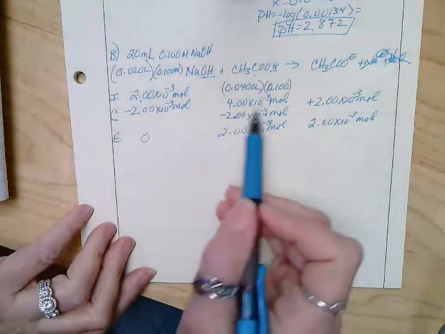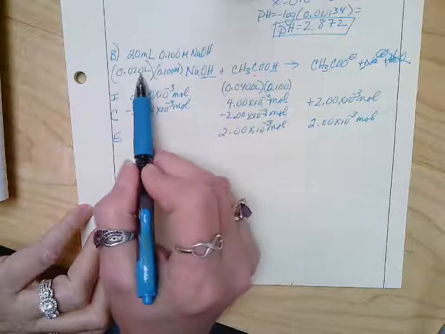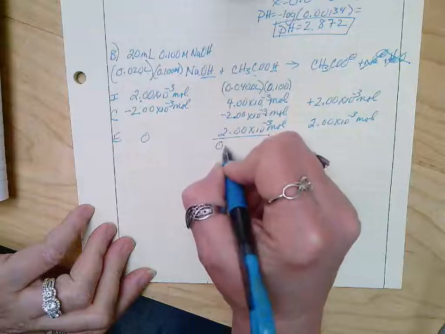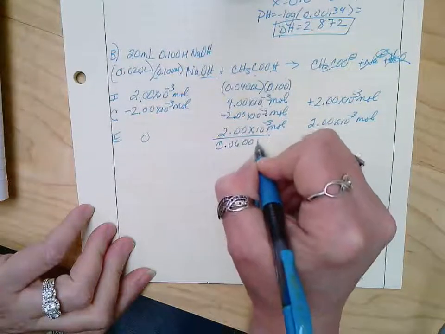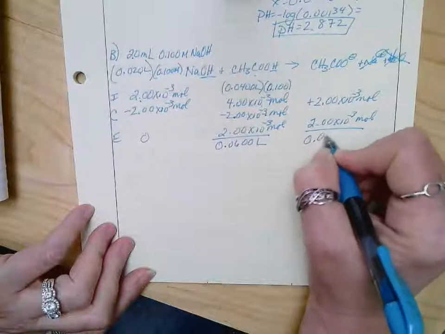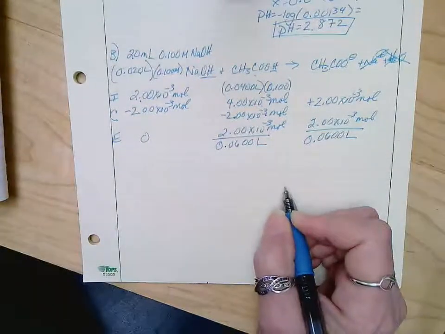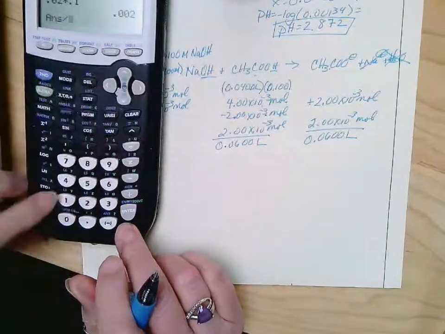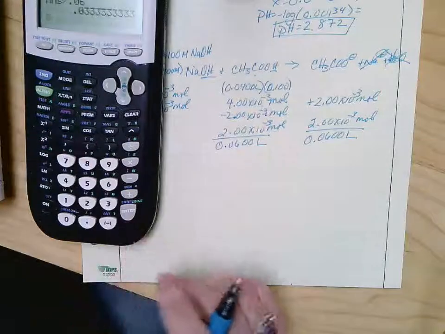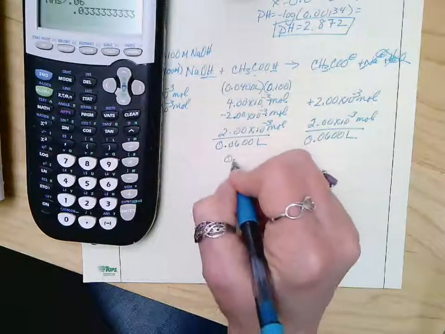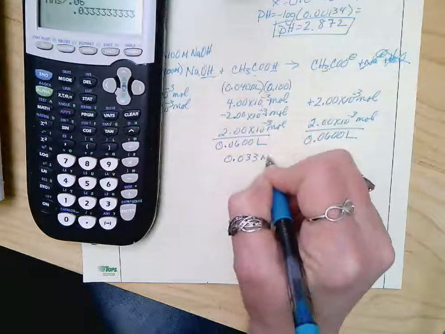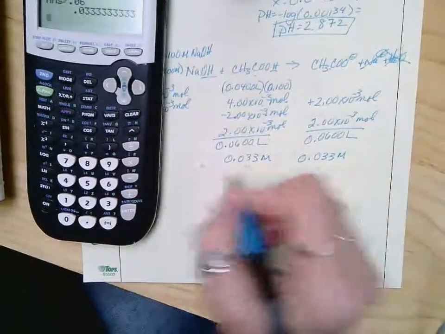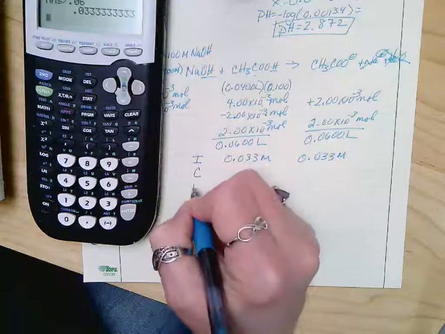So I had 40 milliliters and I added 20 milliliters. So my new volume is 60 milliliters. So I would have to divide this by 0.0600 liters. Divide here by 0.0600 liters. And so that divided by 0.06 gives me my new molarity here, 0.033 molar. 0.033 molar.